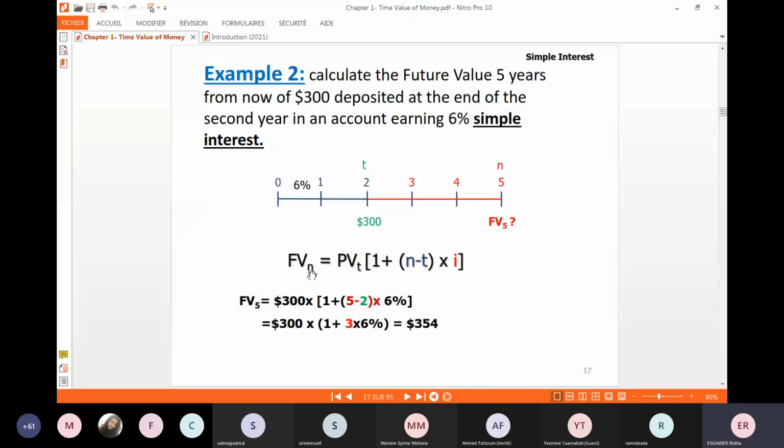It would be 300 times 1 plus the number of years of interest, from 2 to 5, is 5 minus 2, 3 years, times 6%. You will get $354.